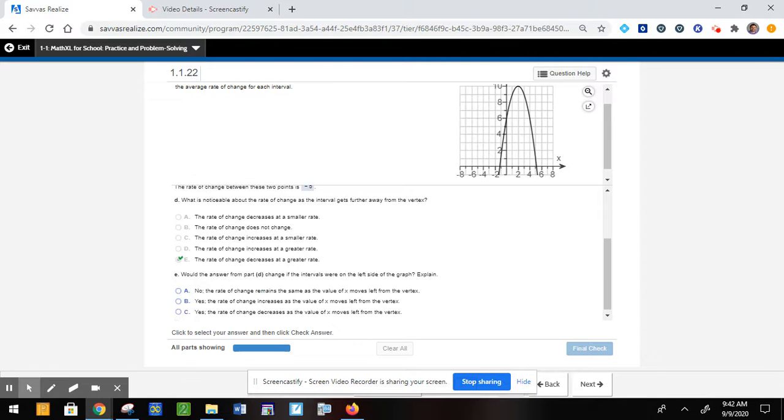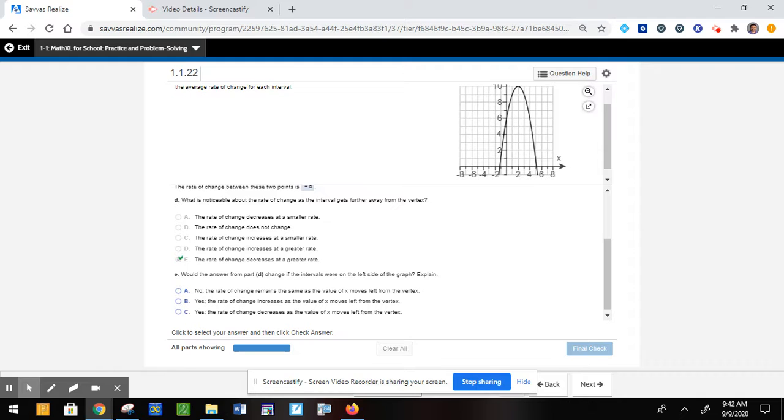One more question. Would the answer from part D change if the intervals were on the left side of the graph? Well, if the intervals were on the left side of the graph, the way that the question was asked was as it gets further away from the vertex. So it would be the same thing. If I was going to the left, the first interval would be slightly negative. The next interval would be a little more negative. And then the last interval would be even more negative. So it would still decrease at a greater rate.